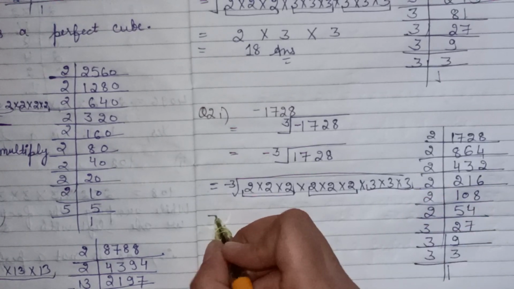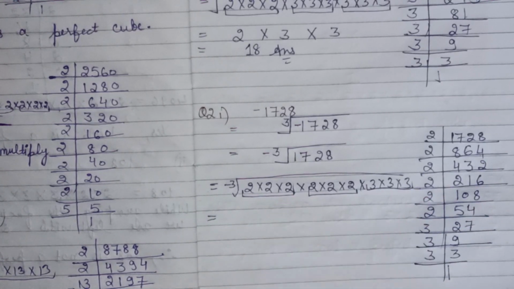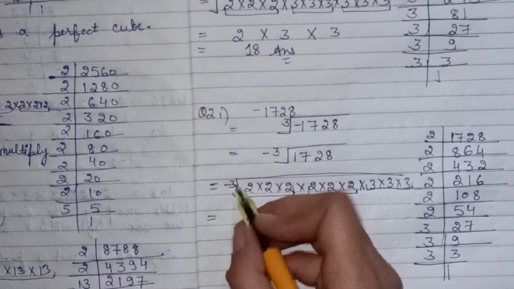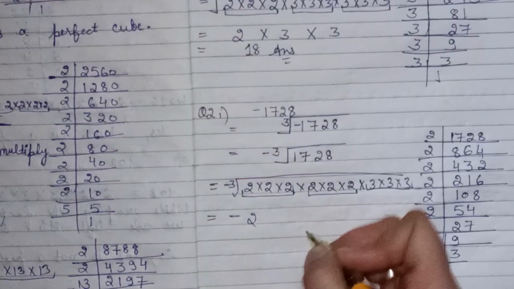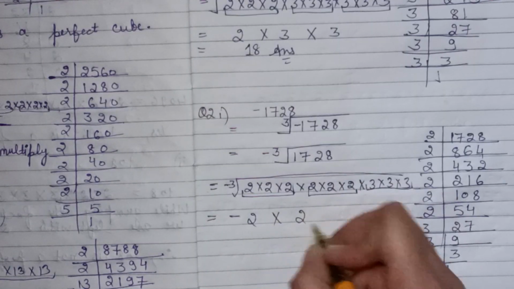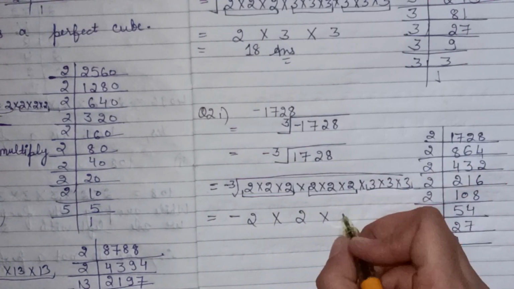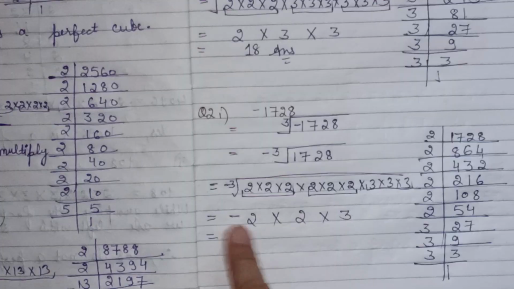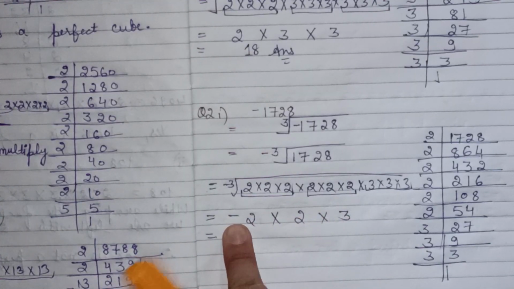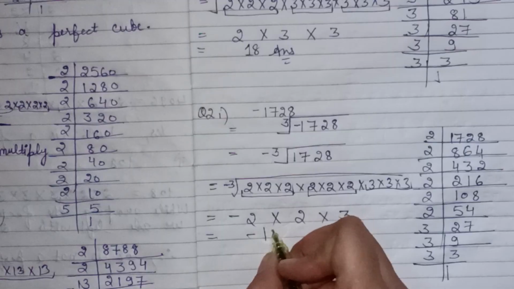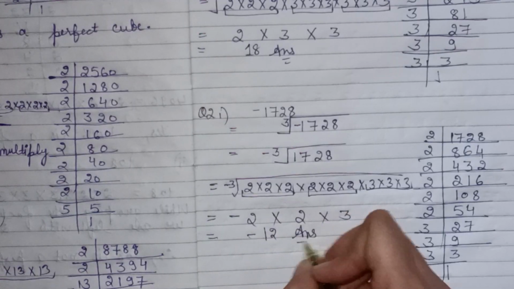Now from this triplet I have to write only one number from here. This minus I write here minus. From here I write only one number. 2 multiplied by 2 multiplied by, from this triplet I write here 3. 2 2s are 4, 4 3s are 12, and this minus also I write here, minus 12. This is our answer of this question.